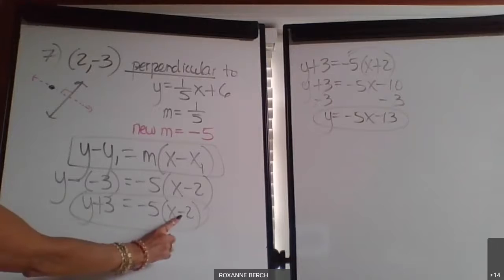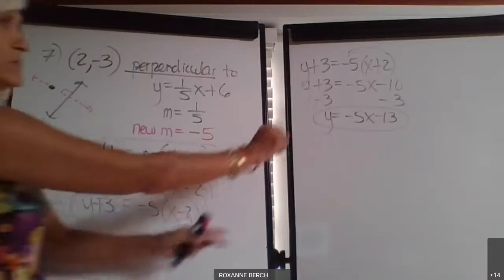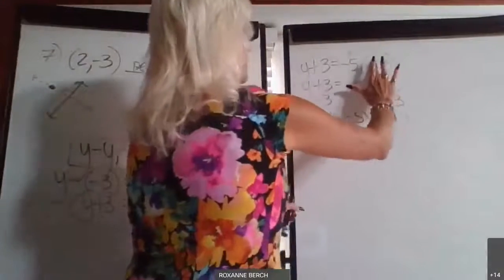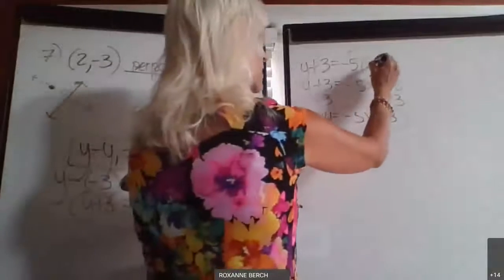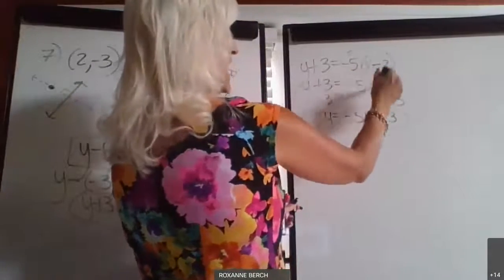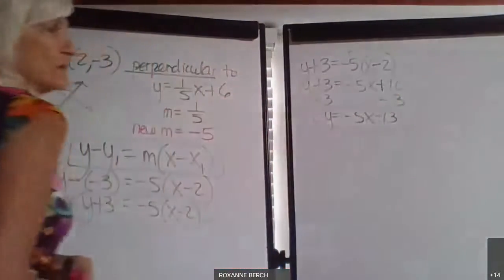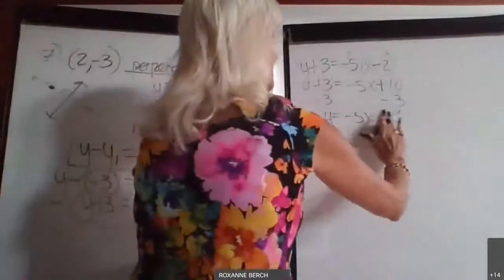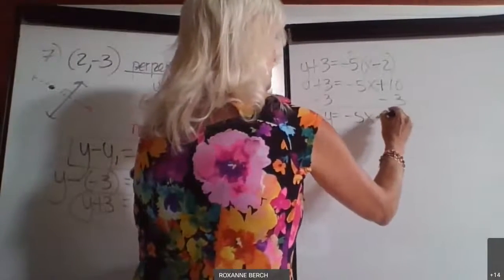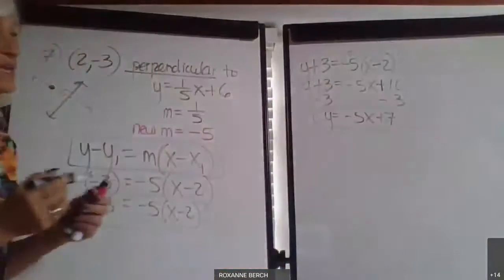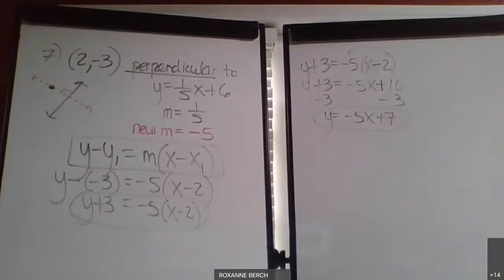Oh, this should be a minus. See this minus here? So this should be a minus. I wrote it down wrong. So a negative times a negative would be a positive. And so this would be 10 minus 3 is a 7. So my book is correct. I made a mistake.